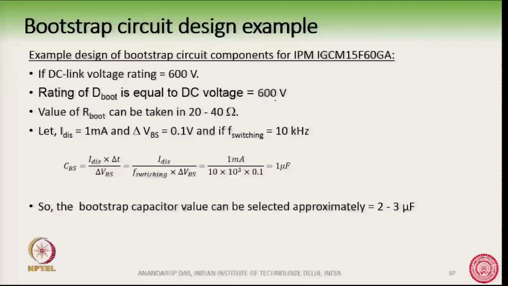So, the rating of D boot is equal to or more than the DC bus voltage, and then R boot. You can find out yourself, because we are doing an RC time constant. So, you can take 20 to 40 ohm, but you can choose any value, and then you can find out from this how much is the total charge needed. We have given some example here for a switching frequency of 10 kilohertz, that you need a capacitance of 1 microfarad for this particular IGBT which we have used in the lab.